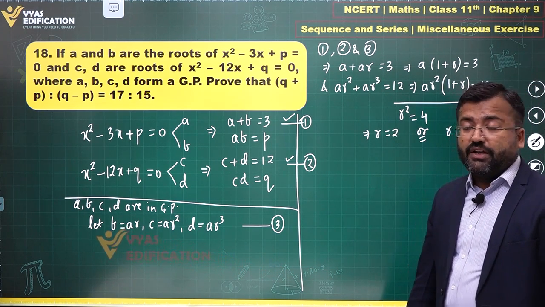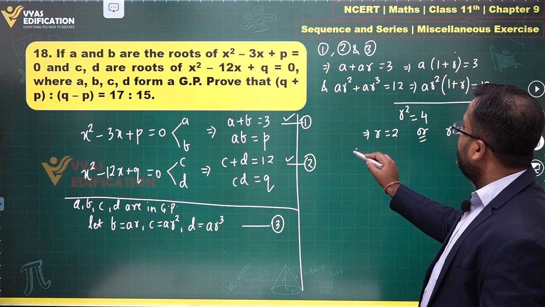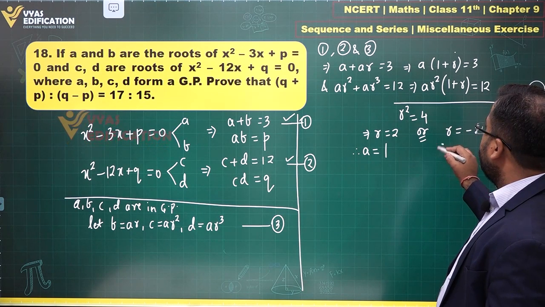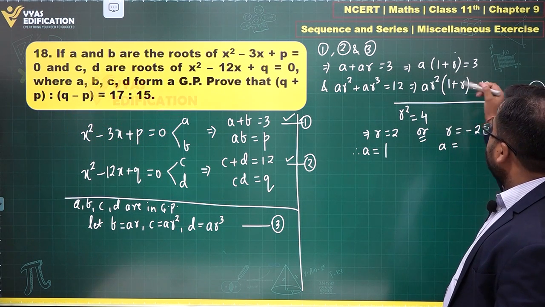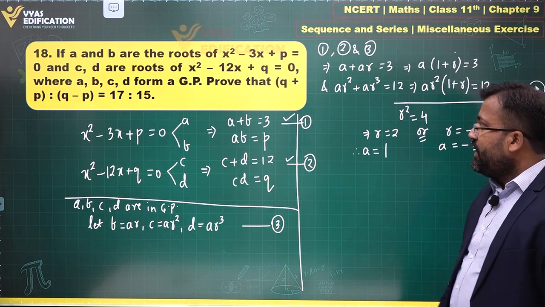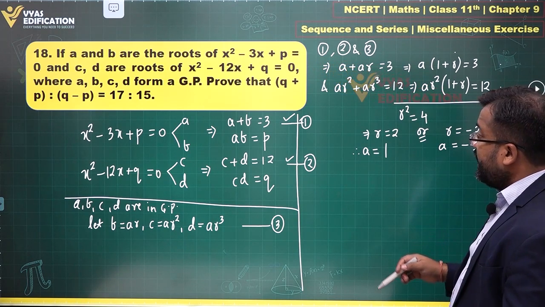R equals 2 or R equals minus 2. If R is equal to 2, using this equation, A will be 1 plus 2, which is 3, or A will be 1 minus 2, which is minus 1. Minus 3 is the answer in this case, right? Okay, and we have solved these two equations to get the values of A and R.